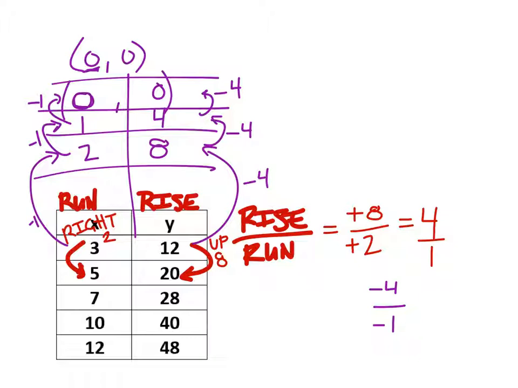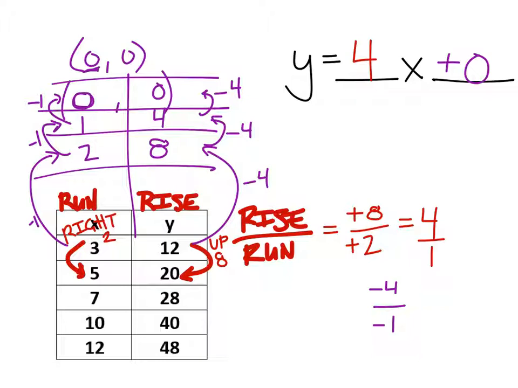So if that's the case, then our equation, y equals the slope times x plus the y-intercept. The slope is 4, and the y-intercept is 0. Now, if you guys wanted to, you could write y equals 4x and just make that a phantom plus 0. That would be fine too. Okay, either one of these would work.